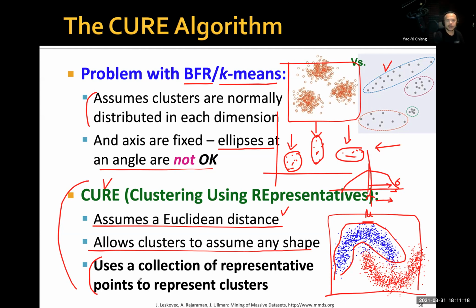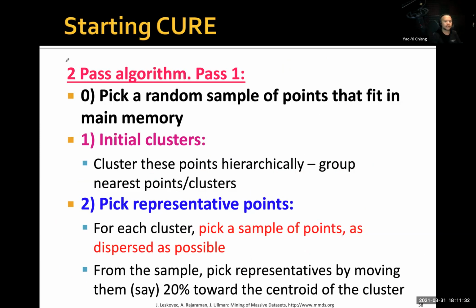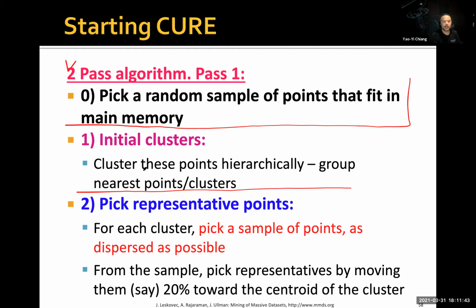In CURE, they are going to use a collection of representative points from each cluster to represent a cluster. And we're going to look at what this means. So the CURE algorithm is also a 2-pass algorithm. For the first pass, you pick a random sample of points that would fit into your main memory. You do an initial clustering. You can do hierarchical clustering, and you group nearby points and clusters, right? We covered hierarchical clustering before.